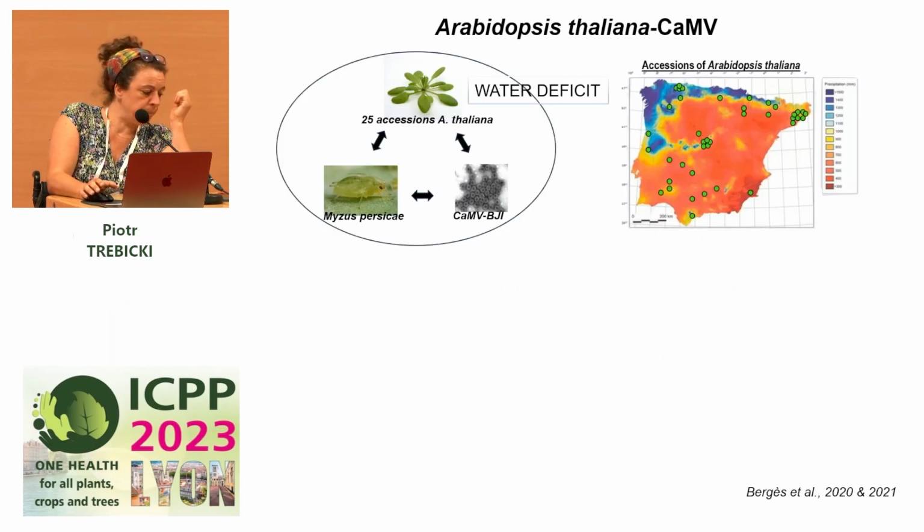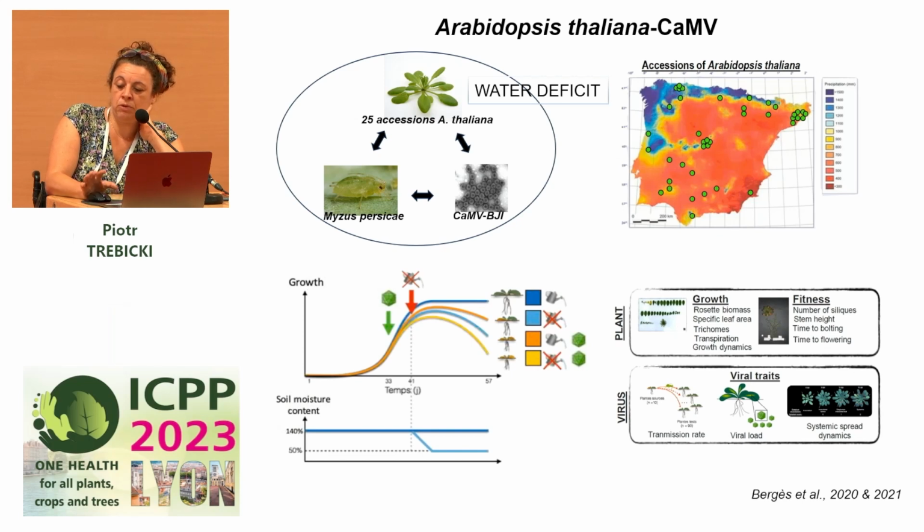So we went on to another pathosystem, which is Arabidopsis thaliana and CaMV. In fact, it was in order to see what could be the variable responses of plants under water deficit. So we used 25 accessions of Arabidopsis thaliana, which were collected along various rainfall gradients in Spain. And we look at the responses to CaMV and the water deficit responses.